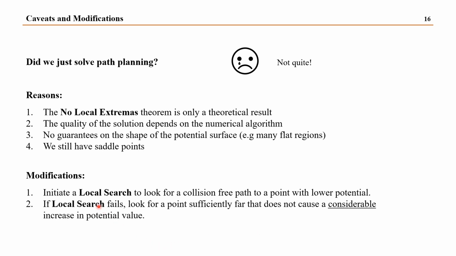Now, it might be that sometimes the local search fails, and I'll have to look for another point that is sufficiently far from where I am, but that does not cause a really sharp increase in the potential value. So in this case, I will be taking a step uphill just for the sake of getting rid of this local minimum trap. And I'll look for a point that does not cause a really huge increase in potential and that is also sufficiently far. We'll describe what we mean by that when we describe the full algorithm.